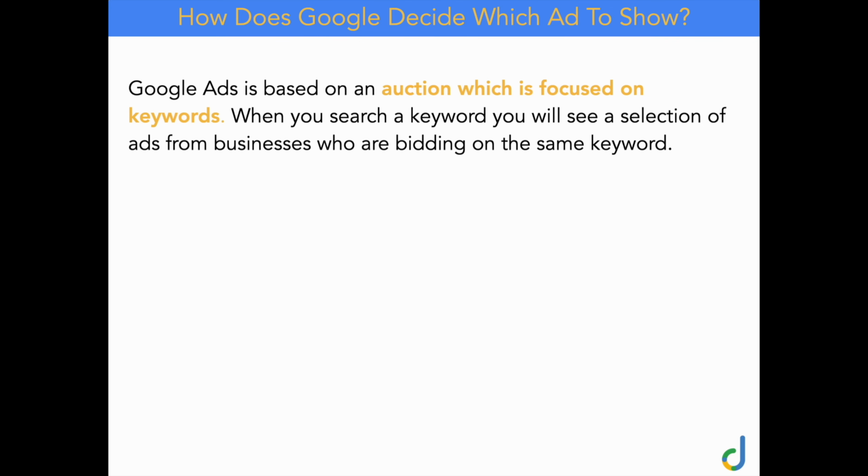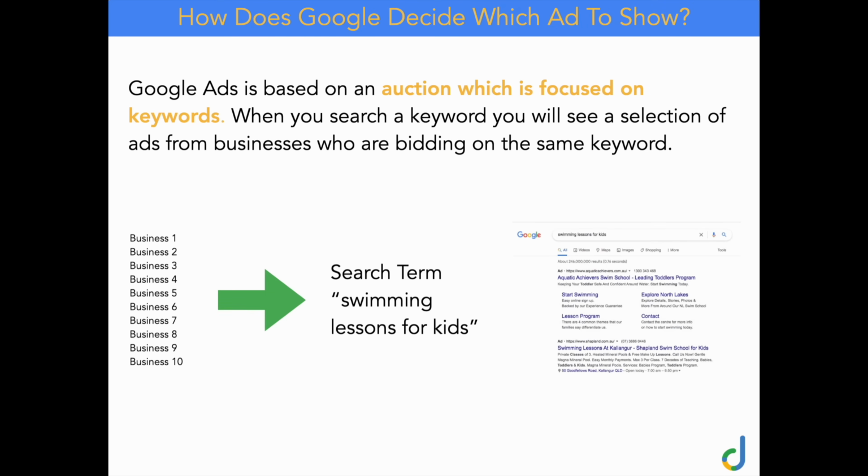Before I take you through the exact steps that we took in order to lower the CPC and improve the overall account performance, you need to firstly understand the factors that affect your CPC. Now, as you're probably aware, Google Ads is based on an auction which is focused on keywords. So when you search for a keyword, you will see a selection of ads from businesses who are bidding on the same keyword. So as you can see in this example, we've got a collection of businesses who are all bidding on the search term swimming lessons for kids.